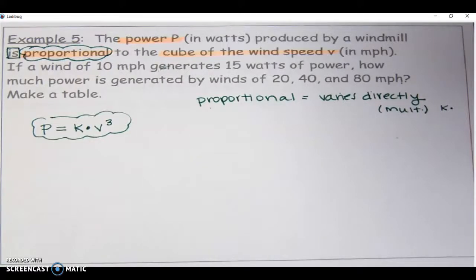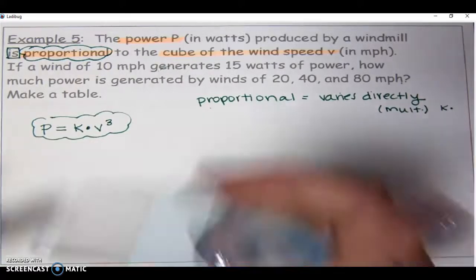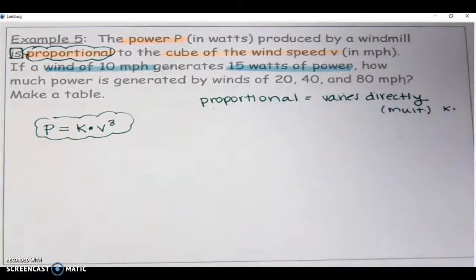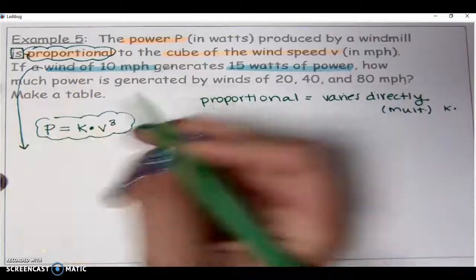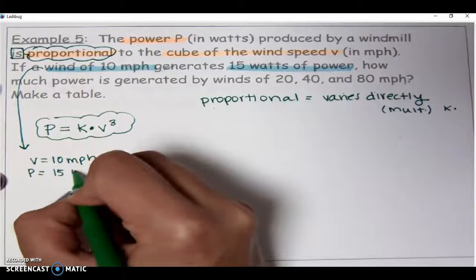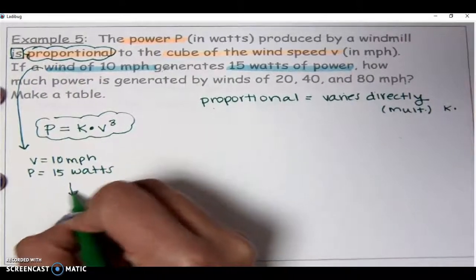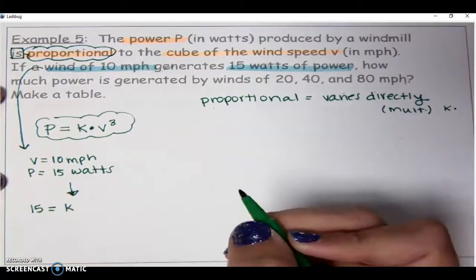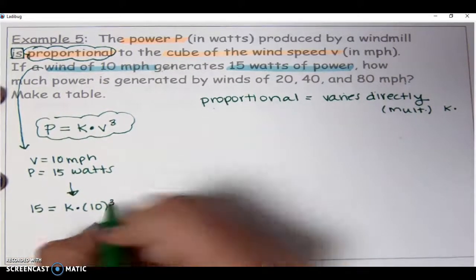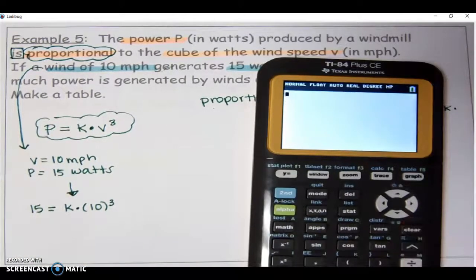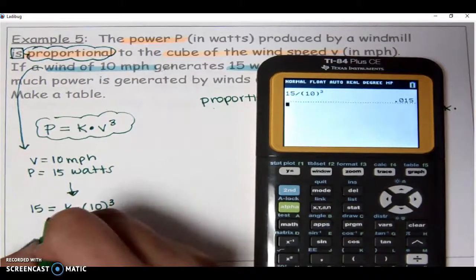Then it says if a wind of 10 miles per hour generates 15 watts of power. So we're going to stop there and write this down. V is 10 miles per hour, and the power is 15 watts. We can use this information to figure out what k is going to be. So I'm going to plug in: P is 15, we don't know k, and V is 10. Using our calculator, solving for k, we can do 15 divided by 10 to the third power. So k should be 0.015.